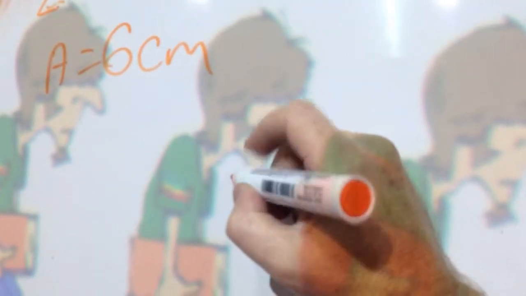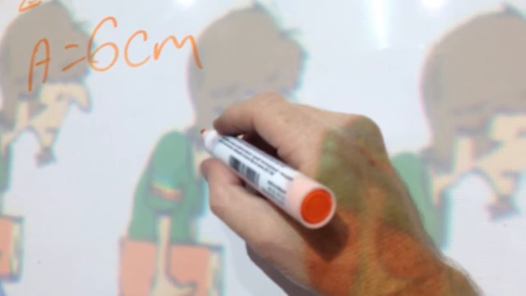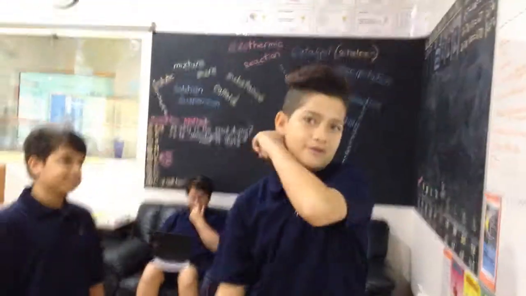Is that all, or do I put something else? 2 what? 2 hot dogs? Why? Because it's an area, not the other word, perimeter. Good. Well done, guys. Well done, Zane. Is the answer correct?